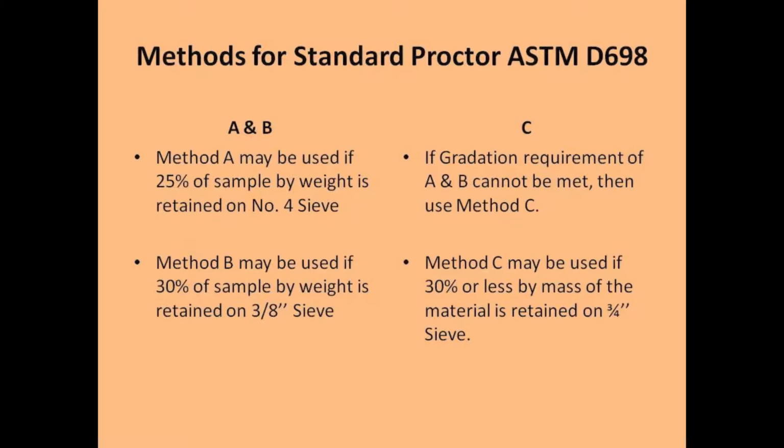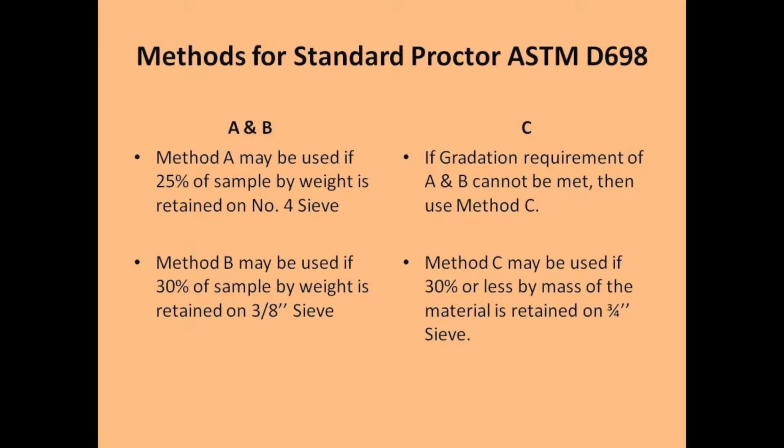entail using Method C. Method A can be used if 25% or less by material weight is retained on the number 4 sieve. Similarly, Method B can be used if 30% or less by material weight is retained on the 3/8 inch sieve. If this gradation requirement is not met, we must refer to Method C.